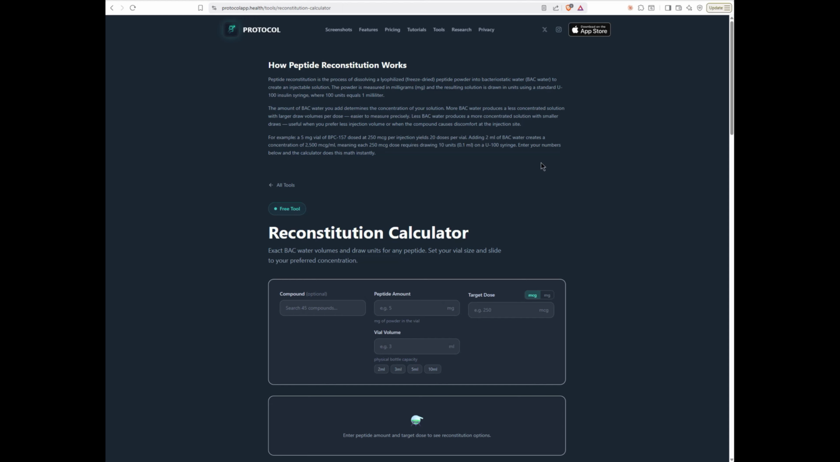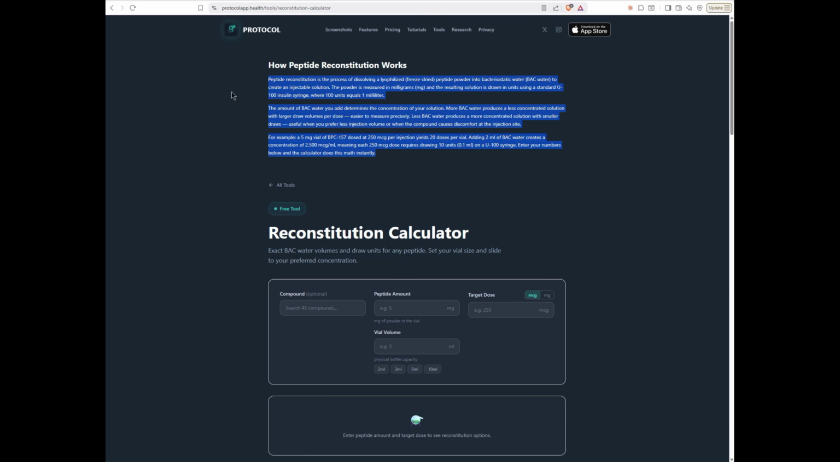Before we get into the calculator, here's the core concept in plain English. Peptide reconstitution is the process of dissolving freeze-dried peptide powder, called lyophilized powder, into bacteriostatic water to create an injectable solution. The powder is measured in milligrams. The solution you draw into your syringe is measured in units, where a standard U100 insulin syringe gives you 100 units per milliliter. The amount of bacteriostatic water you add controls the concentration.